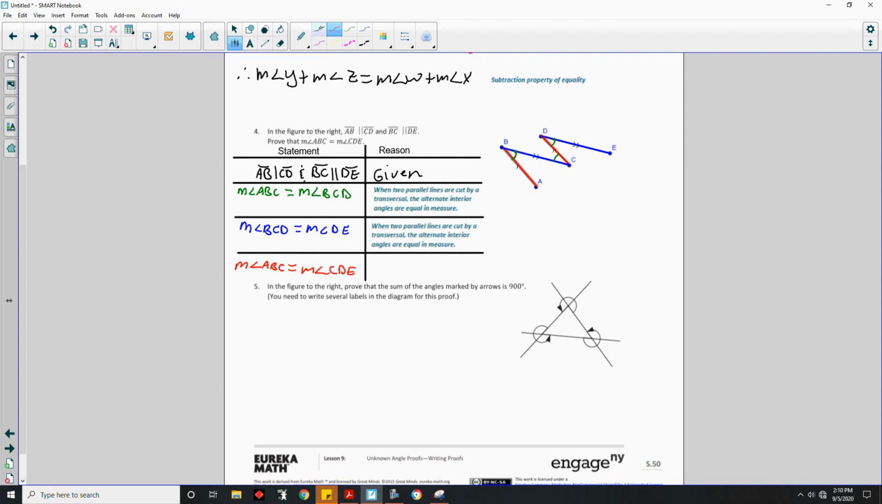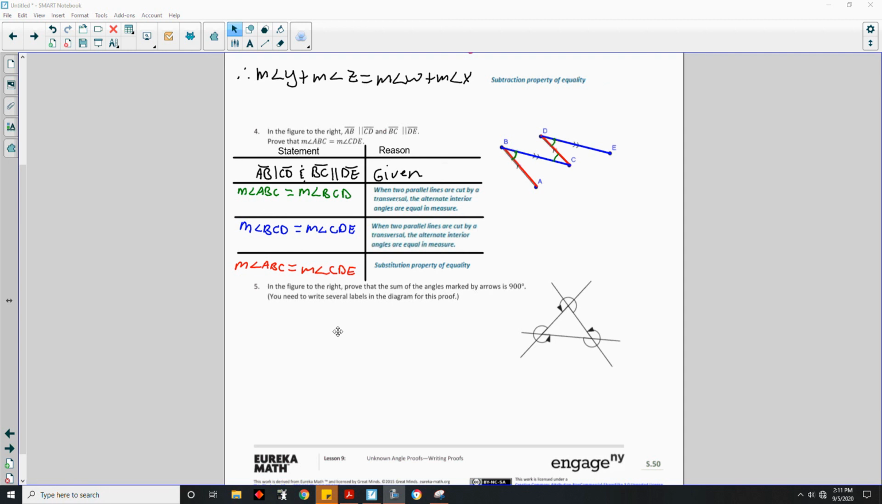Where's my C? I got angle but no C. There. Angle CDE. That's an angle symbol. Let me clean that. Angle CDE. Okay, so the reason for this is substitution property of equality. Okay, and there is what we call a two-part proof. Statements and reasons.